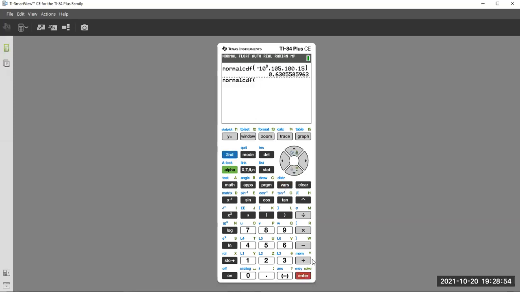And back to normal CDF. I still have the negative 10 raised to the 9th. If I'm stuck up in the exponent position, I'll use my arrow key to get away from there, comma, upper level is 105, comma, the mean is still 100, comma, but my standard deviation is now 5. That was 15 divided by the square root of 9. And by the way, you can put it in like that. Believe me, you don't always have a perfect square for a sample size. I can actually put in expressions just like that.